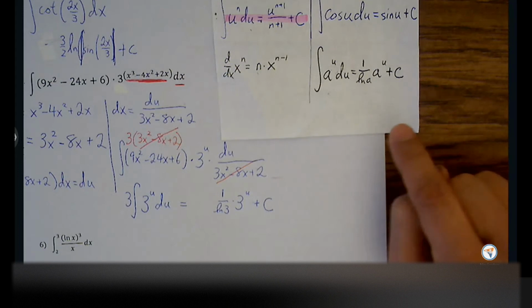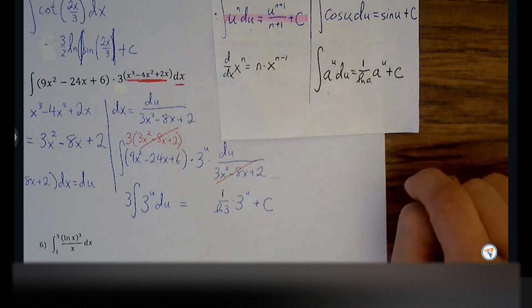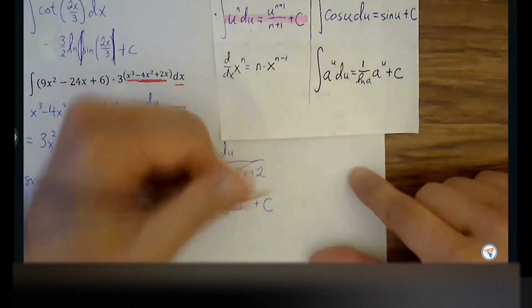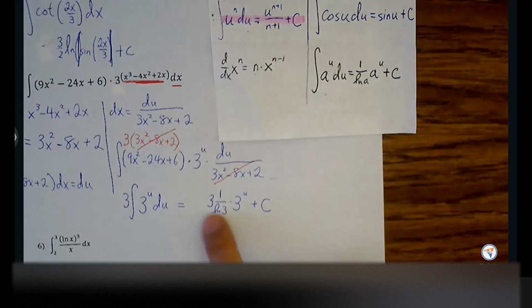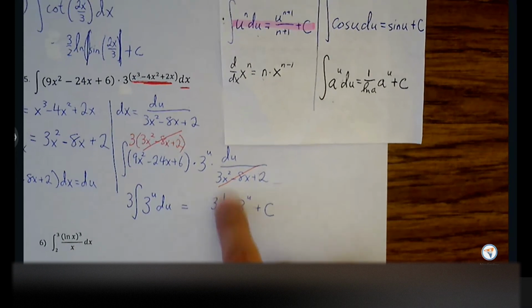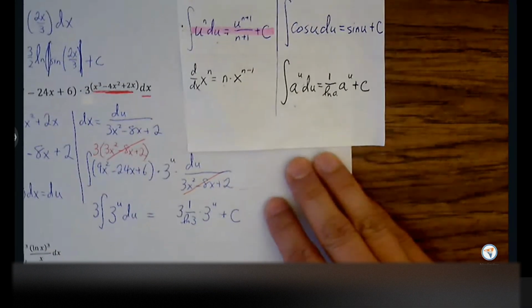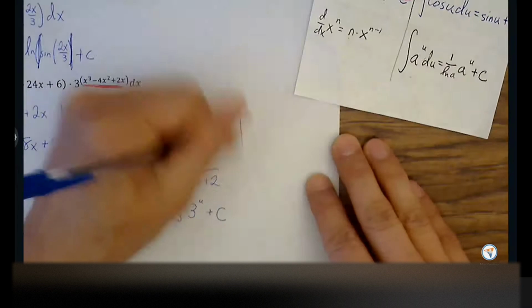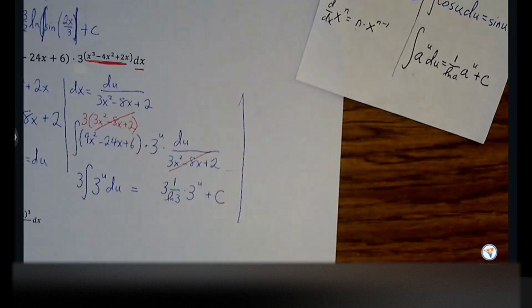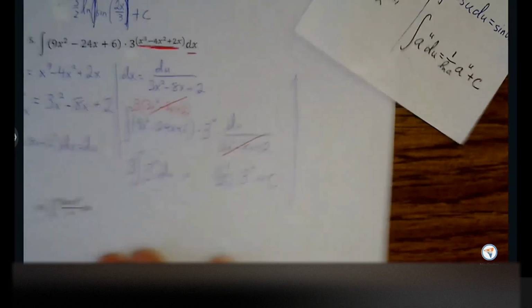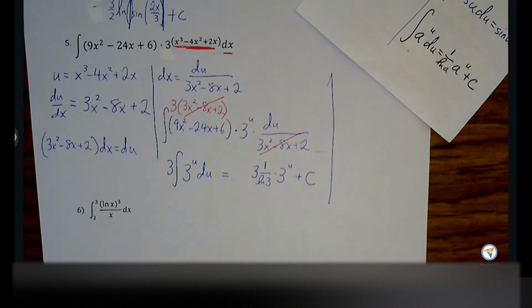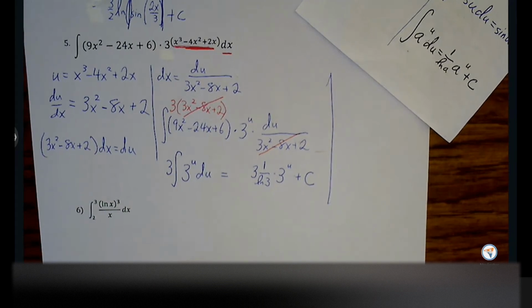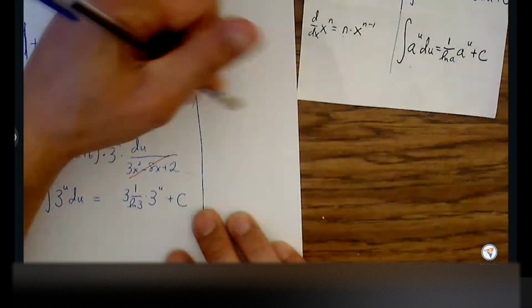But is there anything that we're leaving out? The 3 on the outside. Yeah, that 3 needs to stay. Okay. So you could leave it like this, or you can put a 3 over ln 3. Okay. But is this our final answer? No, because you can plug in the u. Yeah, replace the u.